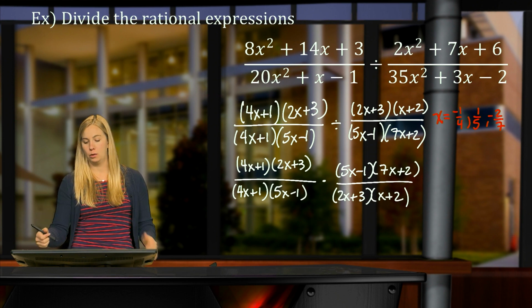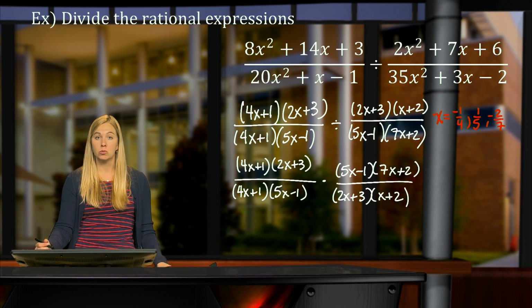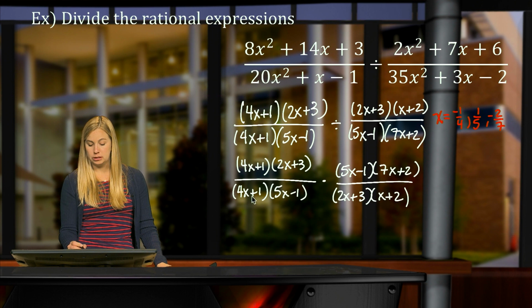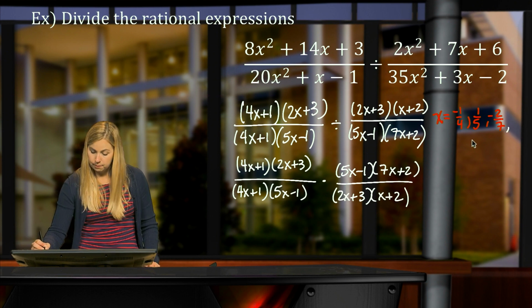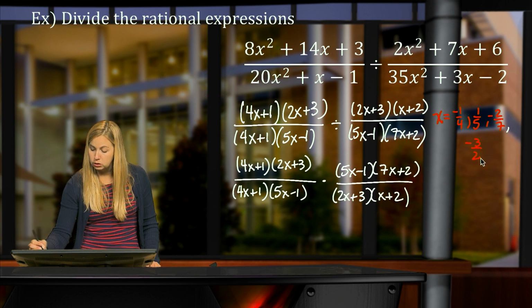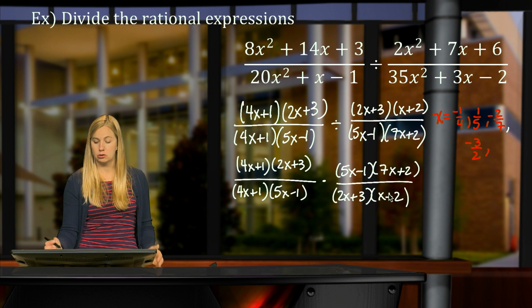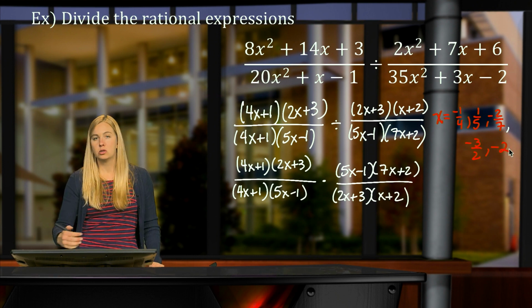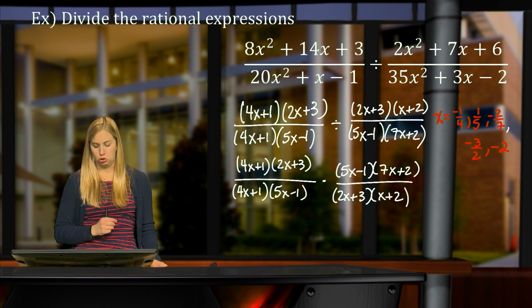Just like in the last one, once I flipped this second fraction, we wanted to check for new restrictions. Going across, we still have the original 2 from our first fraction, but now we've got a denominator of 2x plus 3. Well, that results in a restriction of negative 3/2, so I add that to my list. And this x plus 2 is 0 when x equals negative 2. So I've just added 2 new restrictions to my list of total restrictions.